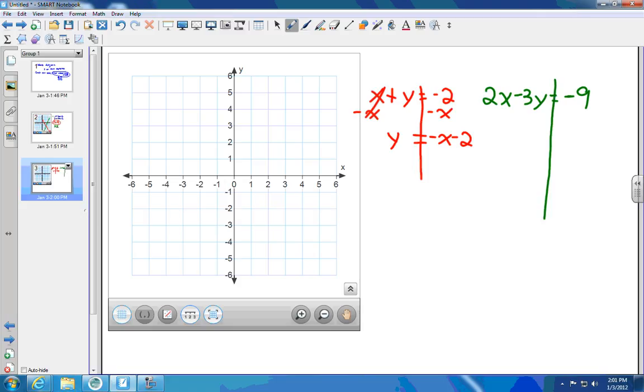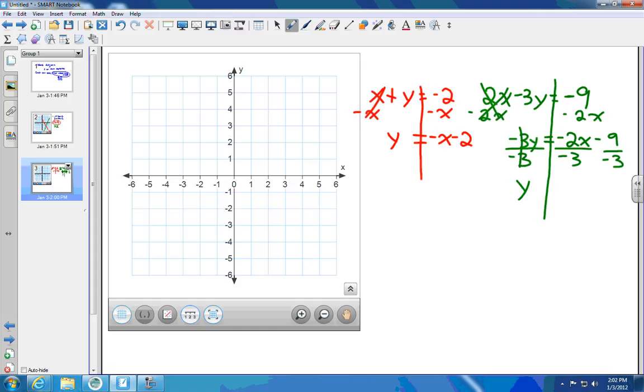Right, the 2x has to be moved first. So we're going to subtract that. So what's left on the left? Negative 3y. Make sure you put negative 3y equals negative 2x minus 9. Remember, you can't actually do anything to that. You just rewrite it. Negative 2x minus 9 is y by itself now. Divide by negative 3, everything.